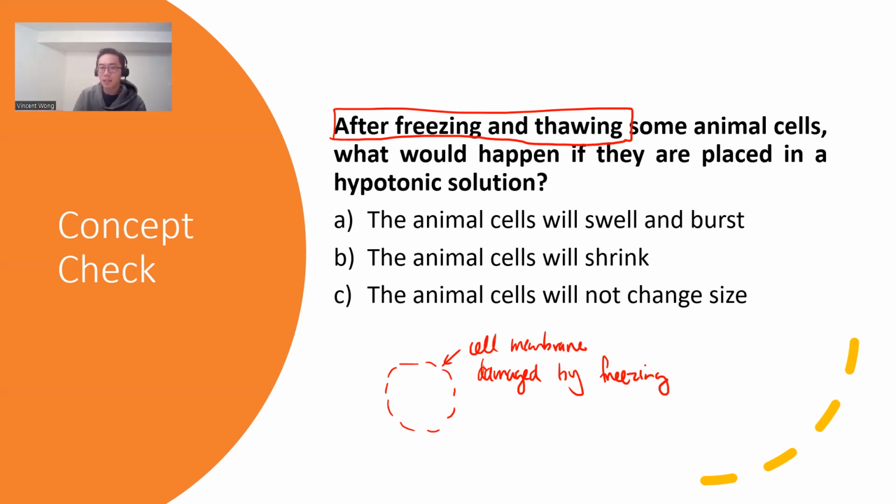So after you thaw it, the cell membrane is already full of holes. So it doesn't matter whether you put it in hypotonic or hypertonic solution, it's full of holes. There's no more regulation. Things just go in and out with no control, right? So no change in size. Please keep this in mind when you do one of the questions in the lab.